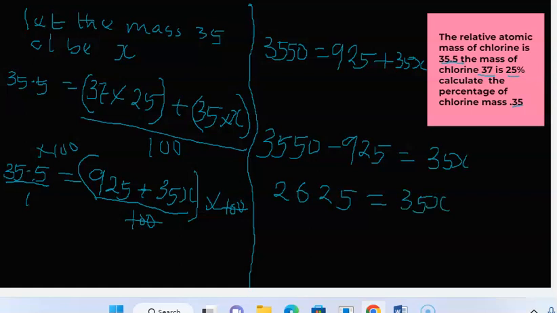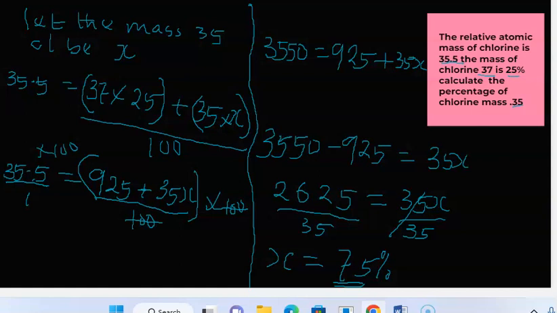For us to get the value of x, we divide both sides by 35. The other side we divide also by 35. Then 35 and 35 cancel each other. X is equal to 2,625 divided by 35, and when I use my calculator, it is 75%. So that's the answer. You cannot simply say 25 minus 100. You cannot say it because they need calculation.